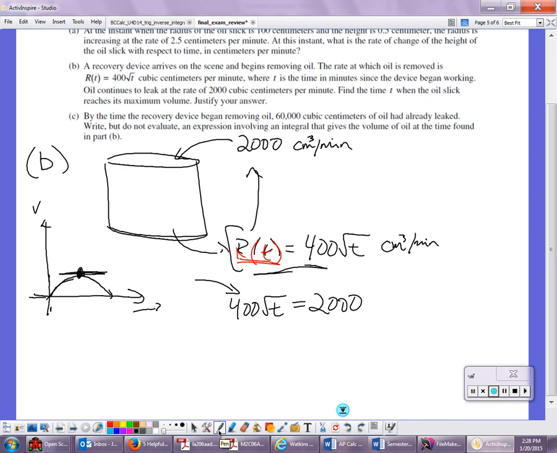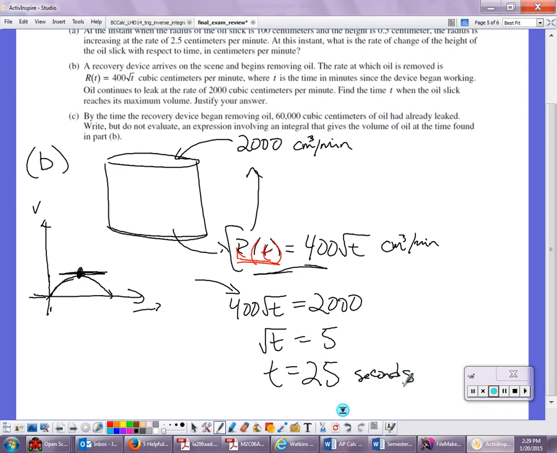So now what we have to do is solve this. 400 square root of T equals 2,000. That's pretty straightforward. So square root of T equals 5. Remember that means T equals 25. I saw some people who had T as the square root of 5. It's just a little brain cramp there. So T equals 25.